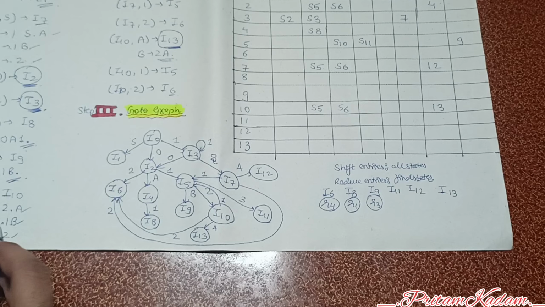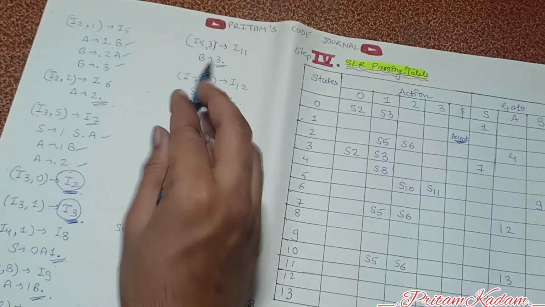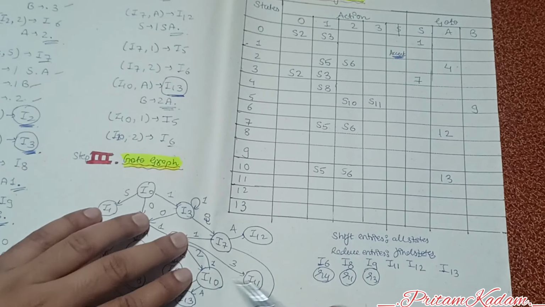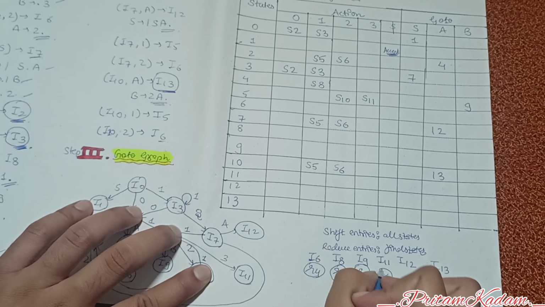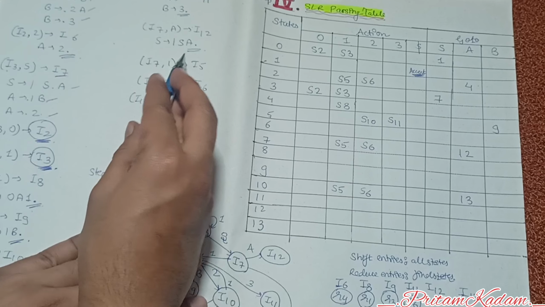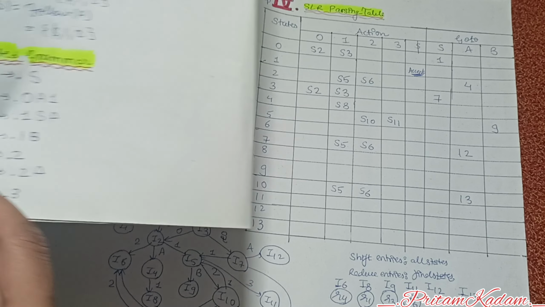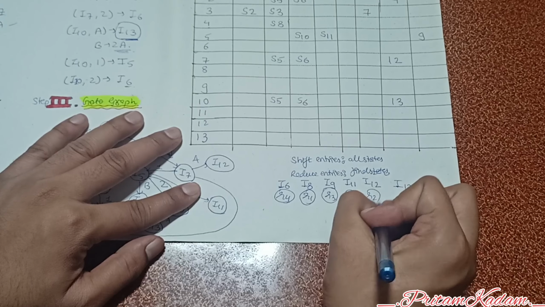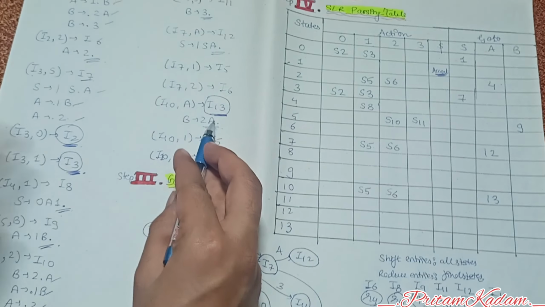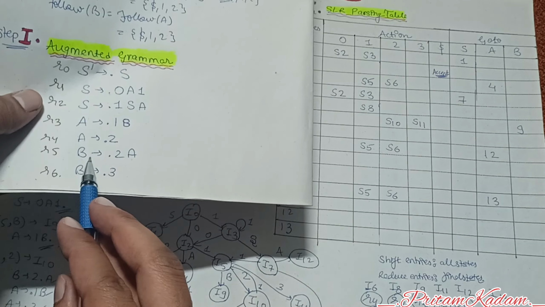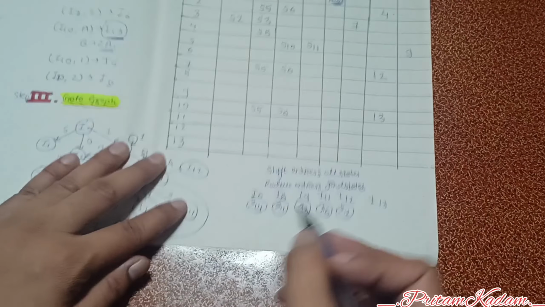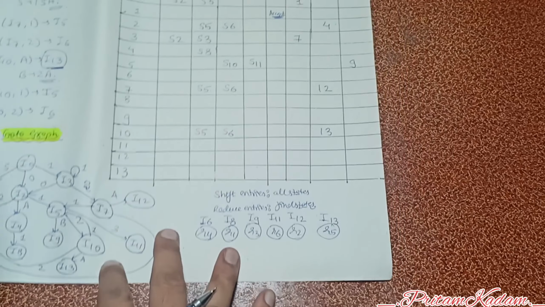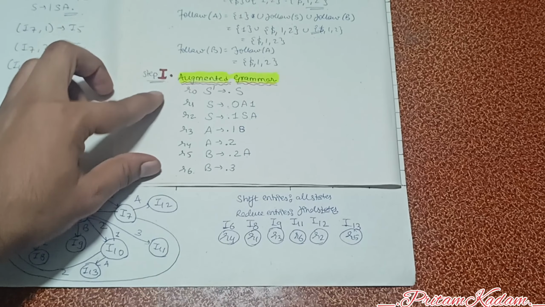Then in I9 we have A gives 1B dot, which is the R3 state, so we will write R3 over here. Now for I11 we have the production B gives 3, which is the last reduce, so we will write R6 over here. For I12 we have S gives 1SA dot, which is the R2 part, so R2 over here. And for I13 we have the production B gives 2A dot, which is R5.